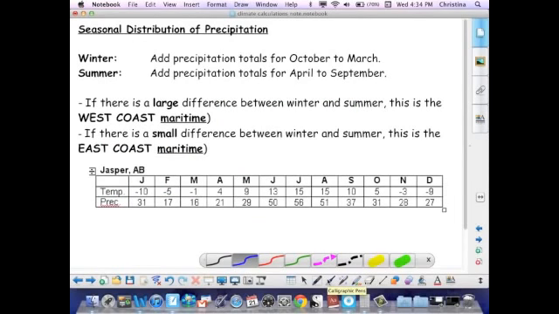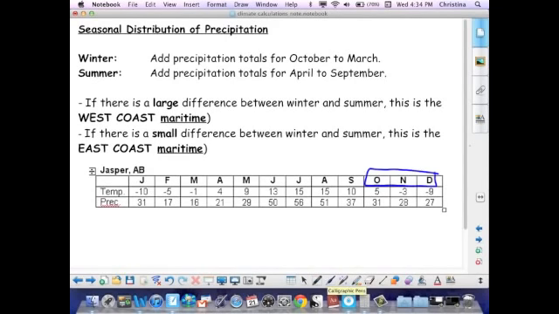For the seasonal distribution of precipitation, we're going to be looking at our winter and our summer months. Representing winter is going to be our last 3 months of October to December and our first 3 months of January to March. We'll take our precipitation totals for those months and add them up. If winter is higher, that means the seasonal distribution is in winter. If the summer is higher, then the seasonal distribution is summer. And of course, everything else is our summer months, which we'll represent by red.